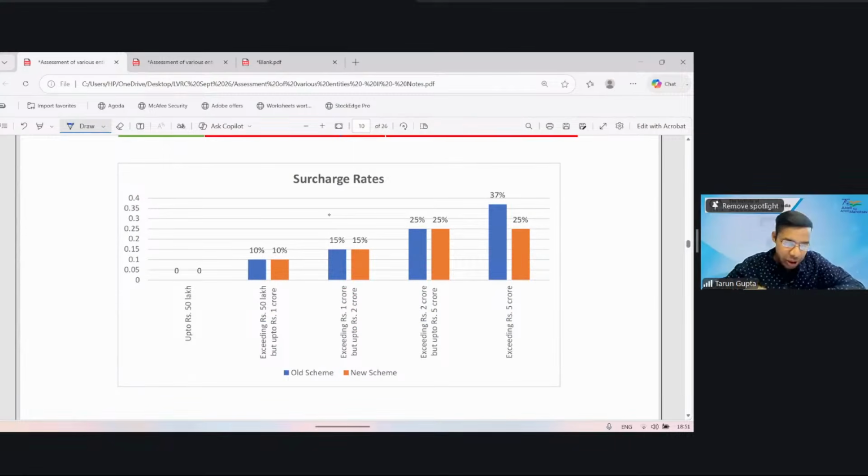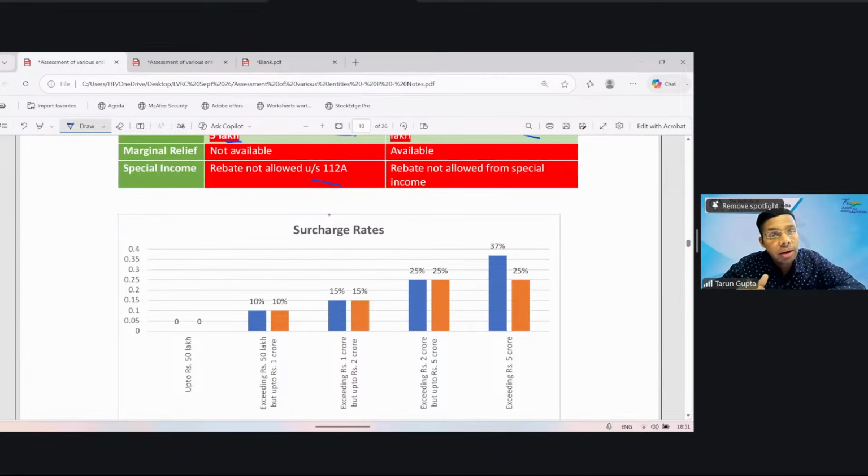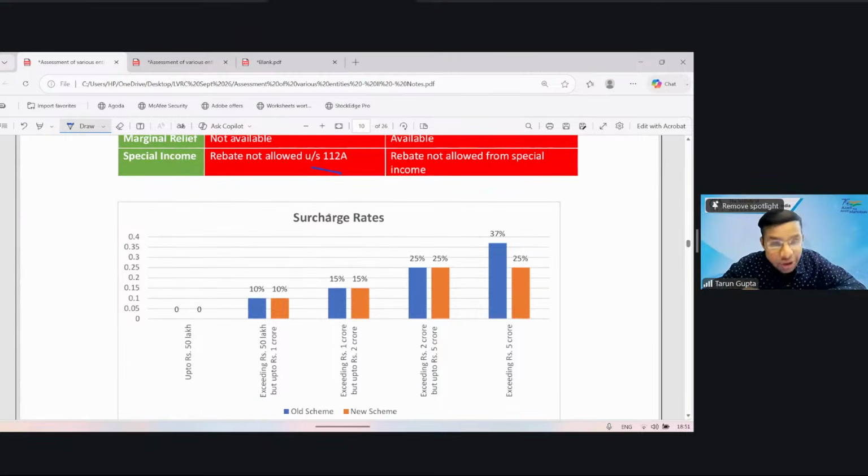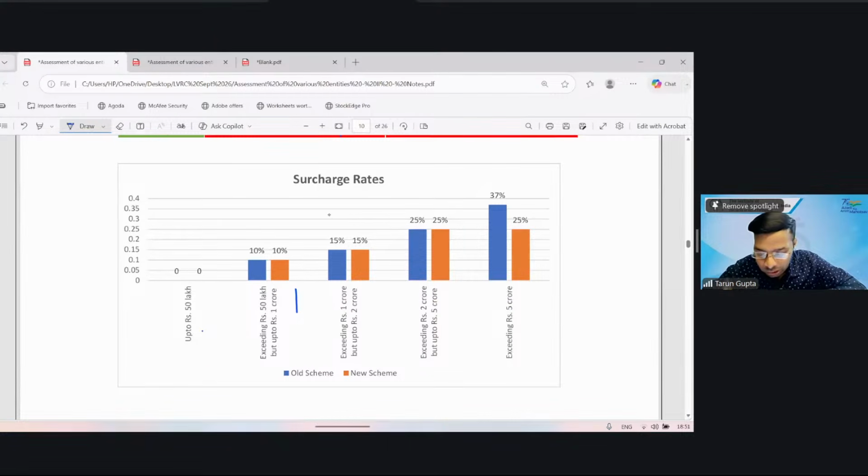So if you see the surcharge rate, the blue bars are the old regime and the orange bars are the new regime. So up to 50 lakh, no surcharge. 50 lakh to 1 crore, 10%, no difference. 1 crore to 2 crore, 15%, again no difference. 2 crore to 5 crore, 25%, no difference. Here comes the difference. If the total income is more than 5 crore, then under the old regime there is a higher surcharge, 37%, while under the new regime, the surcharge rate continues to be 25% only.